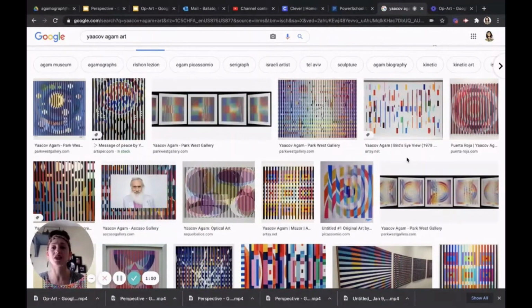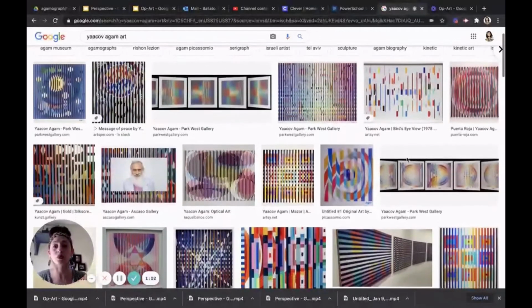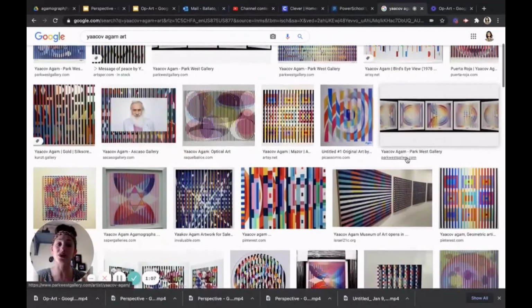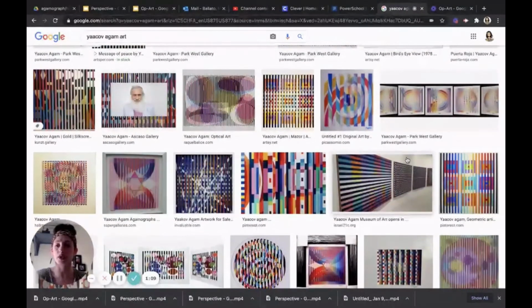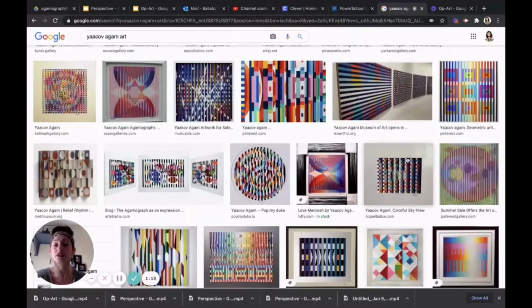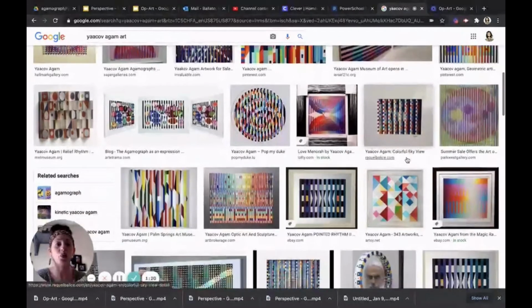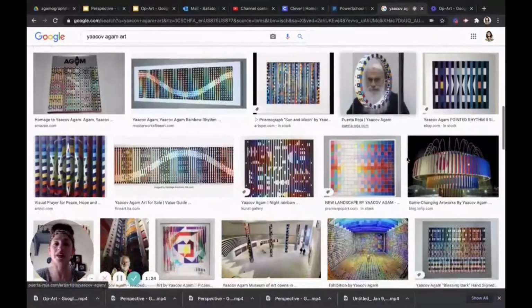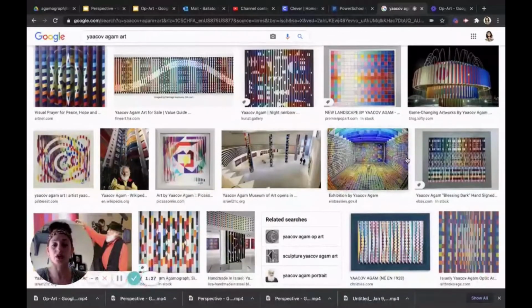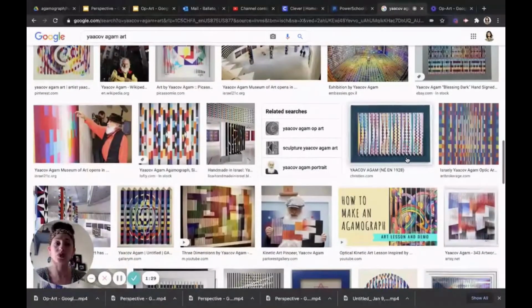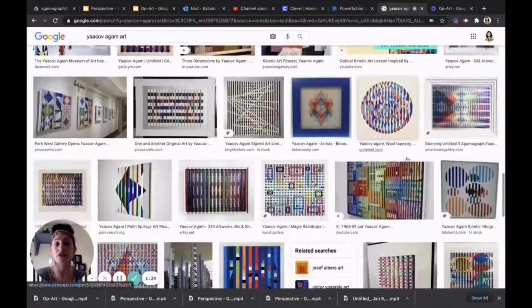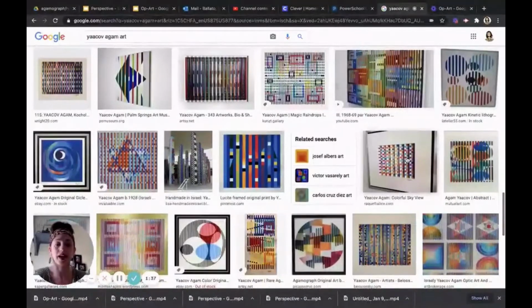I would suggest Googling Yaakov Agam's artwork and seeing different types of patterns and lines and shapes that he used. You also don't have to do what he did or what I do. You can do whatever you'd like. But take a look to get some inspiration and to see what are the options that you can use in order to make these optical illusions. His artwork is really interesting too, so you might find it desirable to take a look at these designs anyways.